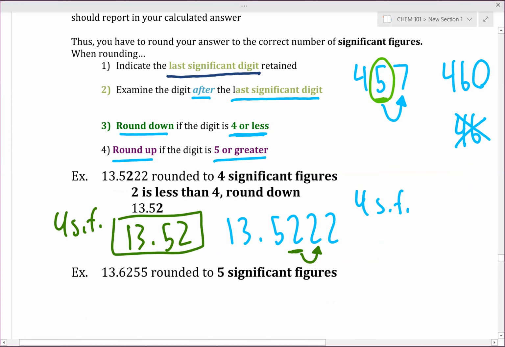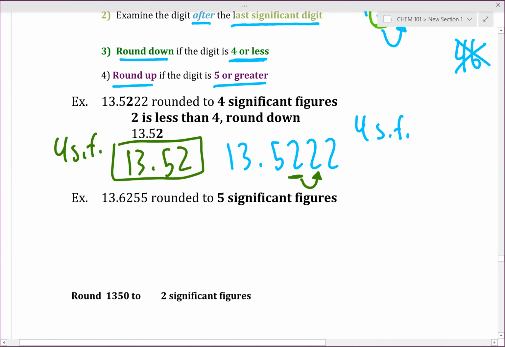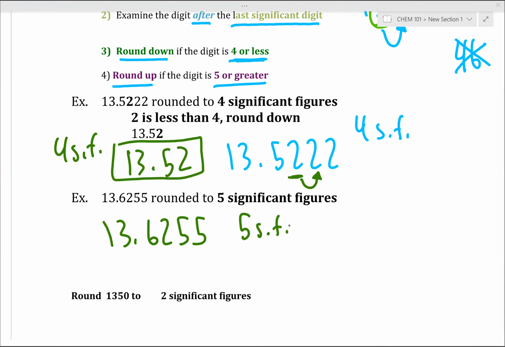Let's do another example. This time we're going to take 13.6255 and we're going to round it to 5 significant figures. Okay, so let's change pen colors. So where is our 5th significant digit? Counting from the left to the right, where is the 5th significant digit? Yep, the first 5. 1, 2, 3, 4, 5. So this is our 5th significant digit.